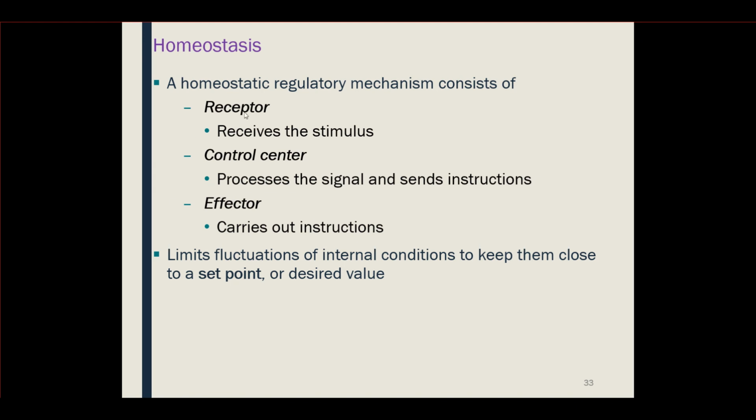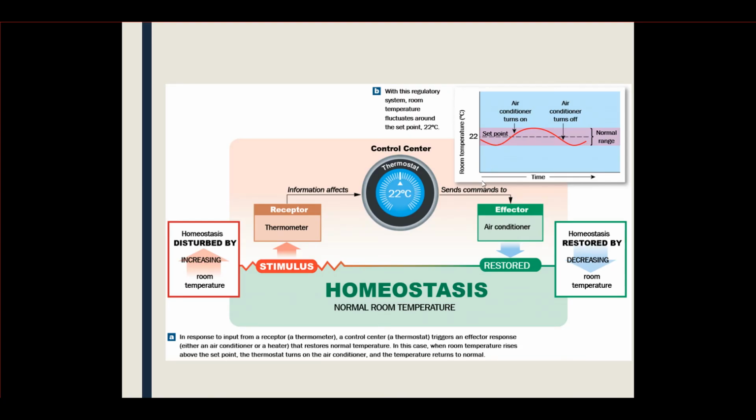Okay, so receptor, control center, effector, right? We need these to do homeostatic regulation, getting us back to homeostasis, this state of balance. So here's a picture that's pretty good. We're showing an example of controlling temperature in your house.